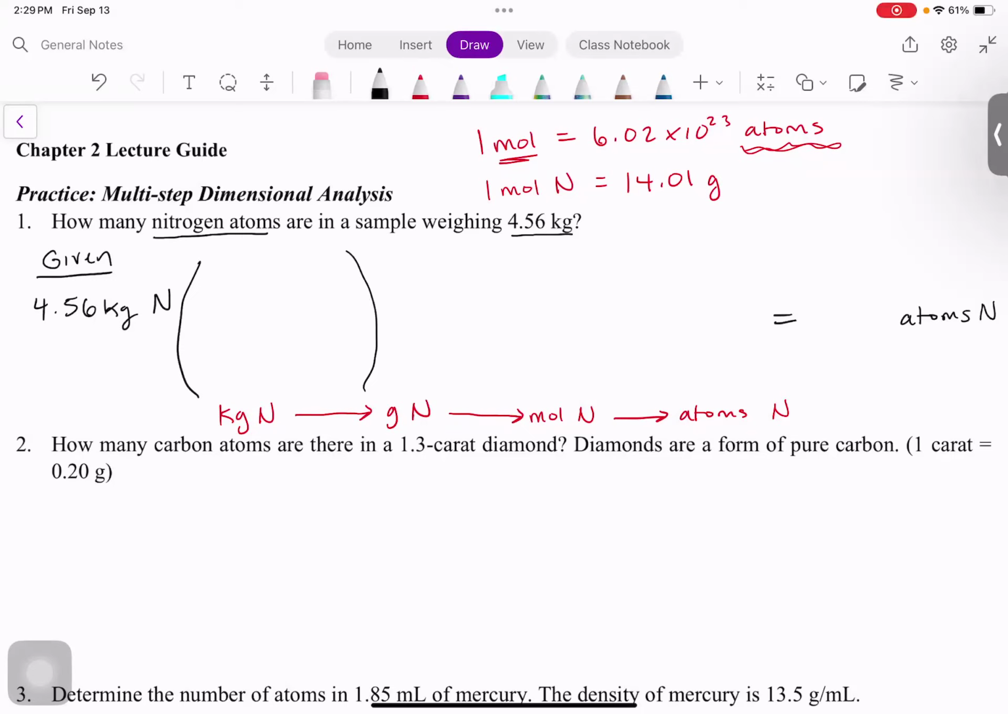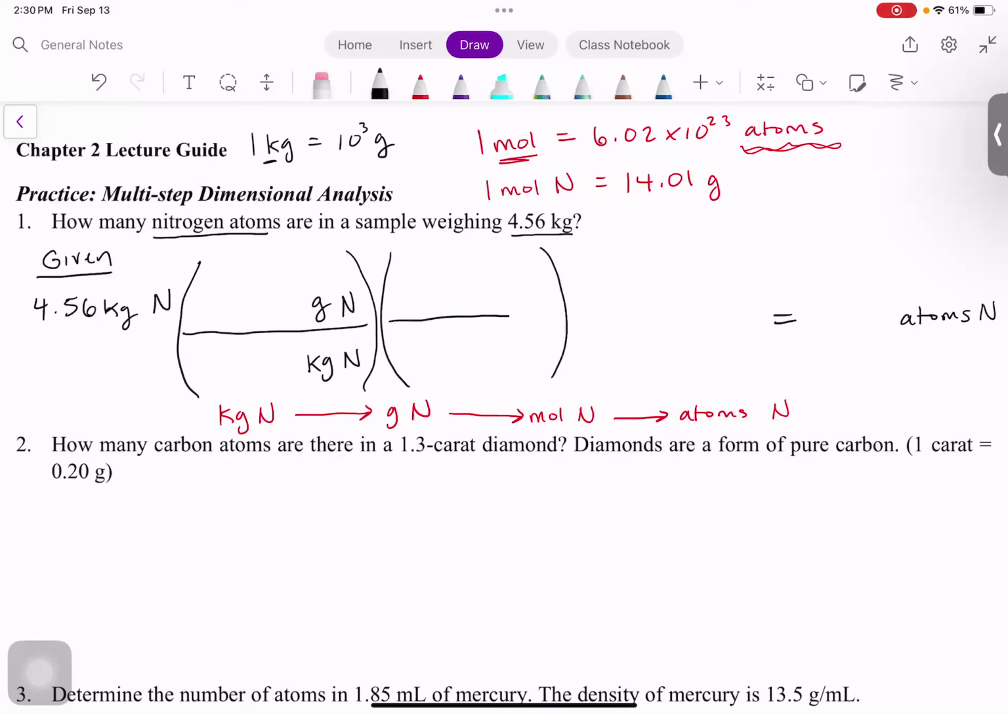This is where it can be tricky to know what to do at each step. So let's write out our units first. Let's just go units first. So kilograms of nitrogen, I can convert that into grams of nitrogen. The reason I can do that is because I know that 1 kilogram is equal to 10 to the 3rd grams. That's the definition of kilo. Kilo means 10 to the 3rd, so 1 kilogram equals 10 to the 3rd grams. So wonderful, I know I can do that conversion.